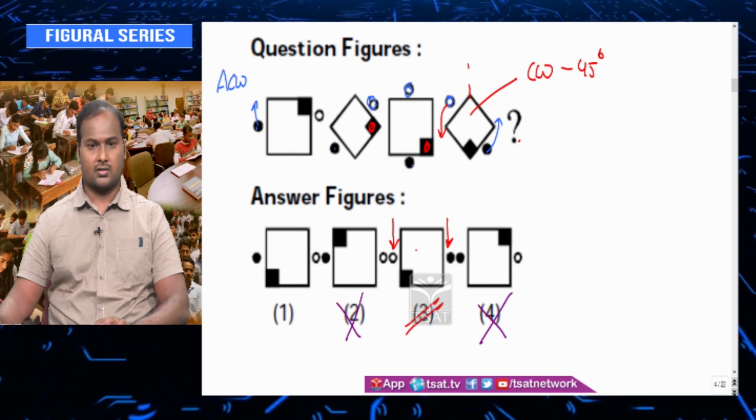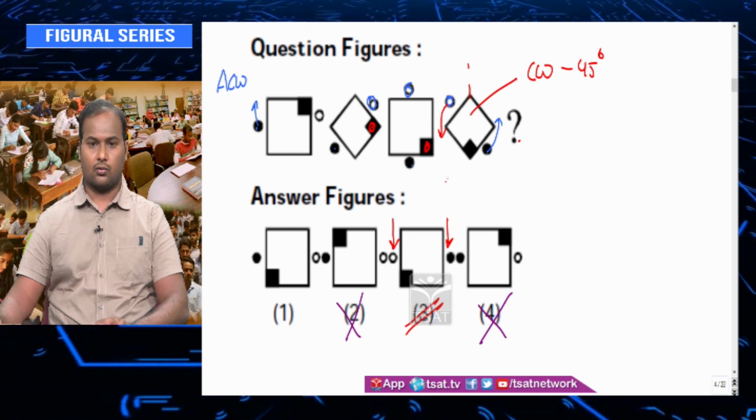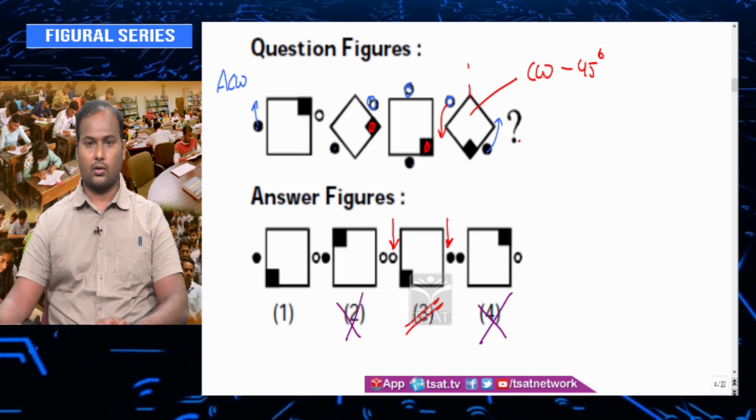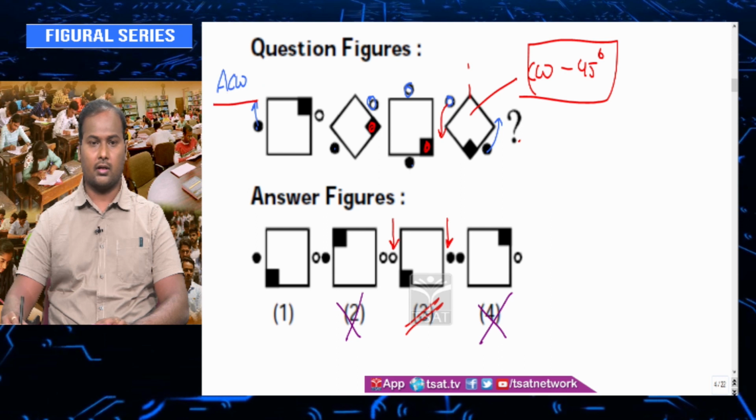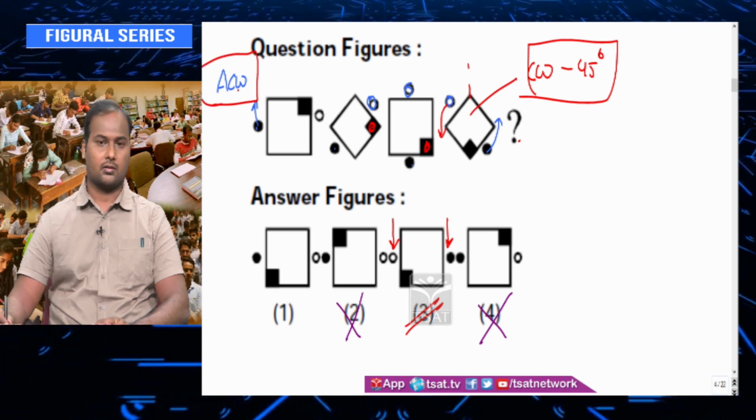Answer is option C. Here there are two rotations. What are the two rotations? Inner circle is rotating clockwise 45. And how are the outer circles? They are also rotating in anti-clockwise direction.